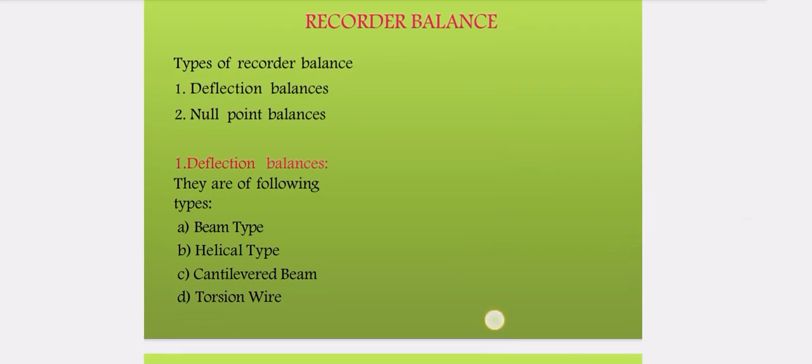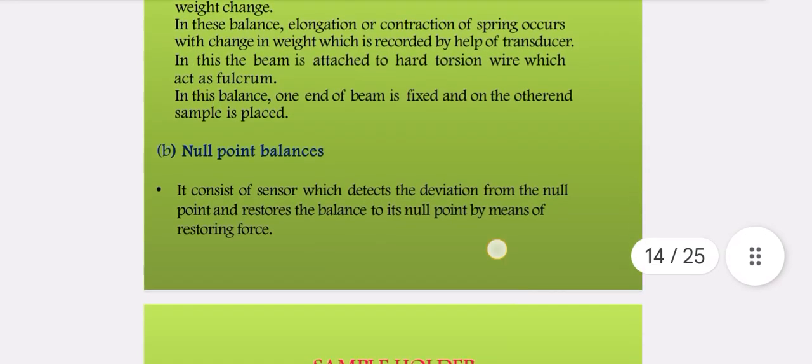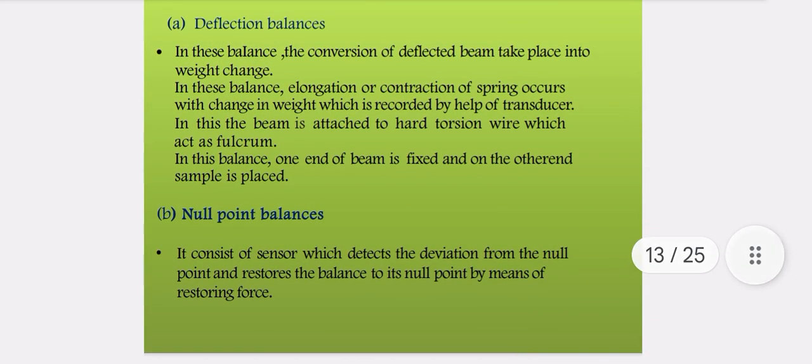First is deflection balances and second is null point balances. In deflection balances, we have types like beam type, helical type, cantilevered type beam, and torsion wire. So what does deflection balance mean? In this balance, the deflection of the beam is converted into the weight change. Elongation or contraction of the spring occurs with change in weight, which is recorded with the help of a transducer.